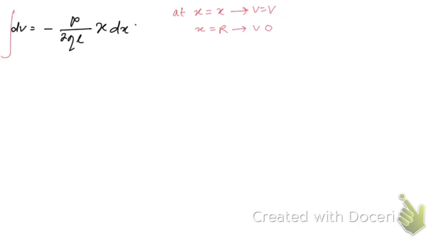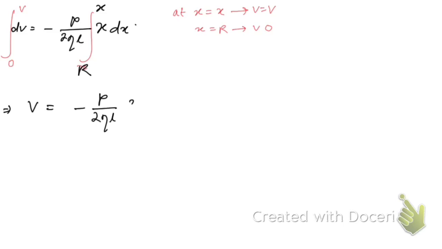So if we integrate this, these terms are constants. Here we are integrating from v equal to 0 to v, and x from r to x. At x is equal to r, v is equal to 0. So here we should write r, and this should be x. Then integration of dv is v, and if we put the upper limit and lower limit, we get v minus 0, that is equal to v minus P by 2 eta l.